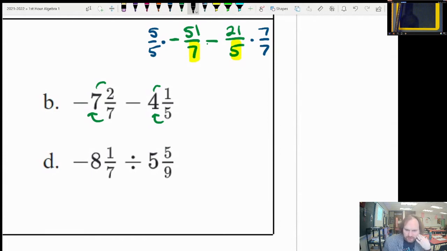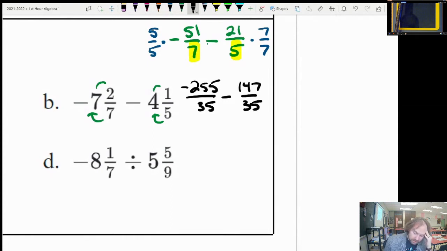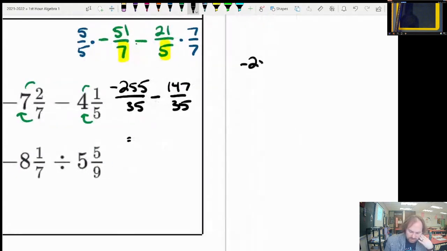Anyway, 5 times 51 is going to be 255. That's negative still, over 35. 21 times 7 is going to be, let's see, 140 plus 7. It's going to be 147 over 35. And then we've got negative 255 minus 147. Holy beans. I'm actually going to stack these up and subtract it over here. Actually, since they're negative, we're adding these numbers together because they're heading in the same direction, so we're going to add them.